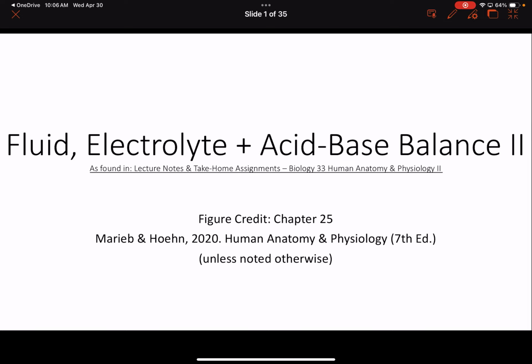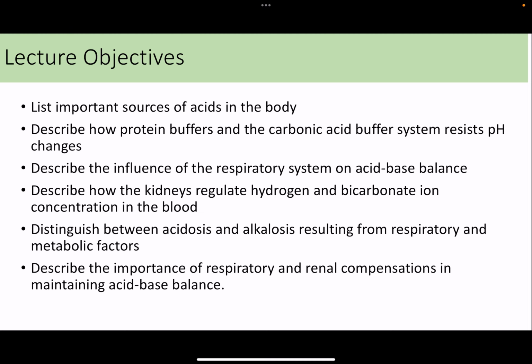All right, fluid balance 2 is considerably shorter than fluid balance 1, so we should be able to get through this pretty quickly. You said no, it's not? So 2 slides. Oh, 2 slides.